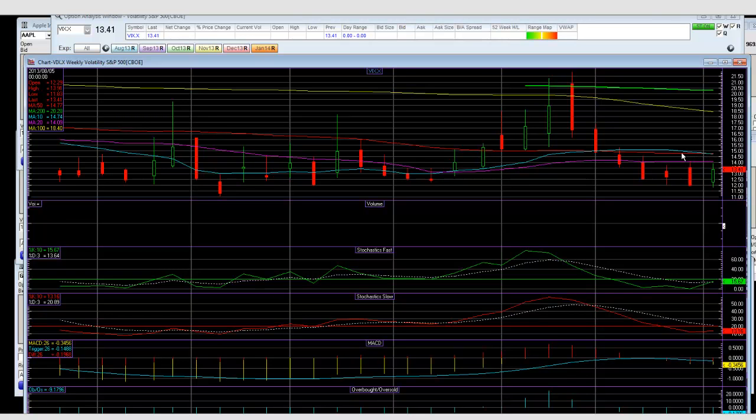So that's a 50-week on the red line, and the blue line there, that's a 10-week. Right now, it's going to have to break through this 20-week. It didn't do it here. It surely didn't do it here.